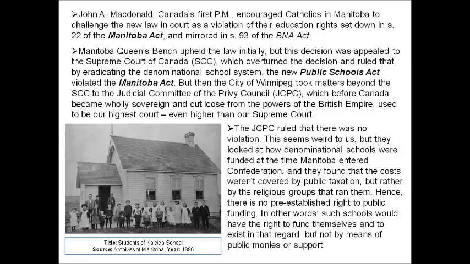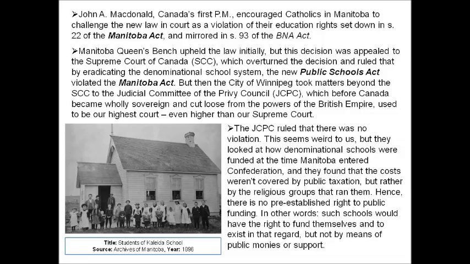The city of Winnipeg sends it to the JCPC, which was the highest court, even higher than our Supreme Court, and they ruled that there was no violation, which is like, wow, that's bizarre. It seems weird to us, or at least to me, but they did some homework. They looked at how denominational schools were funded at the time Manitoba entered Confederation, and they found that the costs weren't covered by public taxation, right?